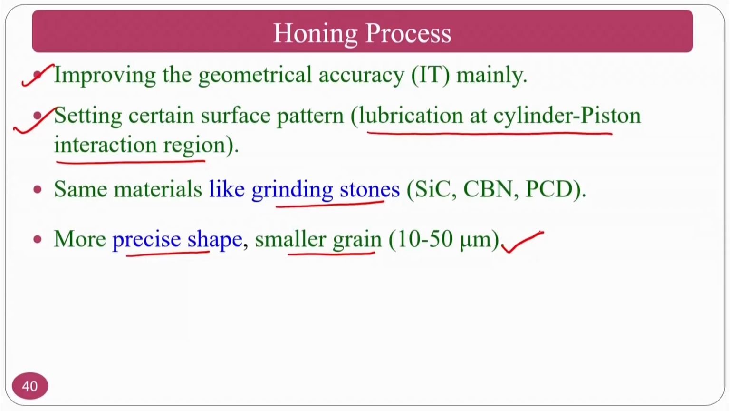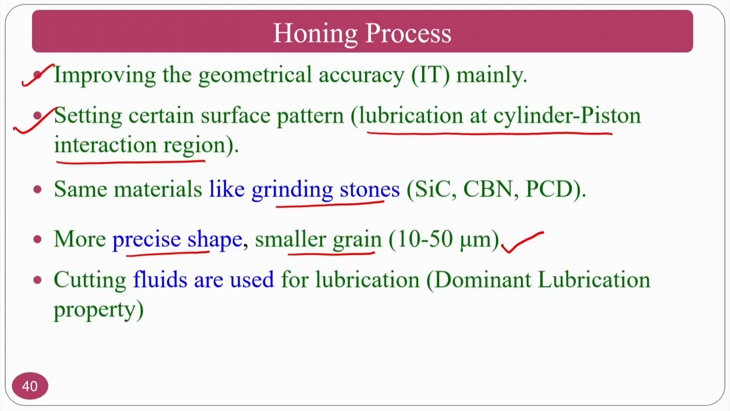For that purpose, always go for a very minimal size of abrasive particles. If the size of the abrasive particle is very small, the indentation will be very small. That means the surface roughness that you are going to get is low, and the surface finish you are going to get is very high. The cutting fluids are used for lubricating purposes. Basically, dominating lubricating characteristics are there, so that heat won't be generated first, and then the tool life, that is, the hone life, will be enhanced greatly.